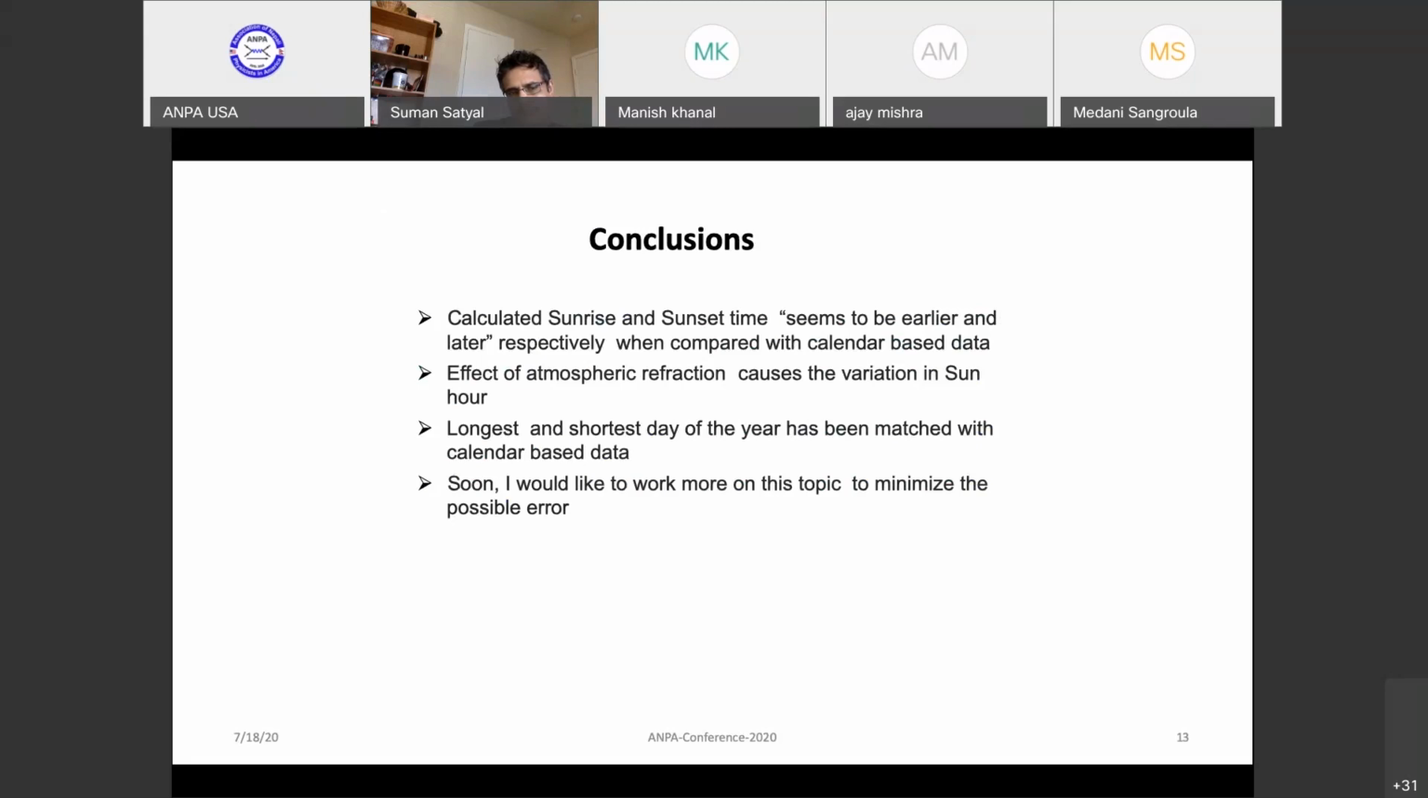The longest and shortest day of the year has been matched with calendar-based data. Soon, I would like to work more on this topic along with my friend to obtain more accurate results and minimize the possible error.